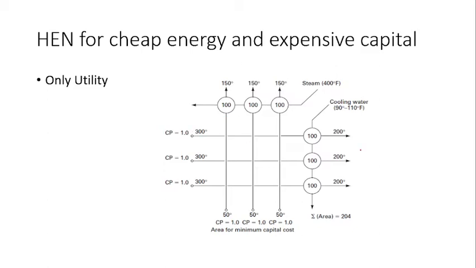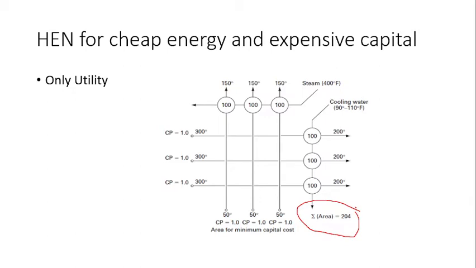There are three streams which need to be cooled from 300 to 200 with Cp as 1, and there are three streams which need to be heated from 50 to 150 with heat capacity as 1. So what happens is I supply utility, that is cooling water, in all the three streams so that it goes from 300 to 200, and steam, which is a hot utility, so that this gets heated from this to this.